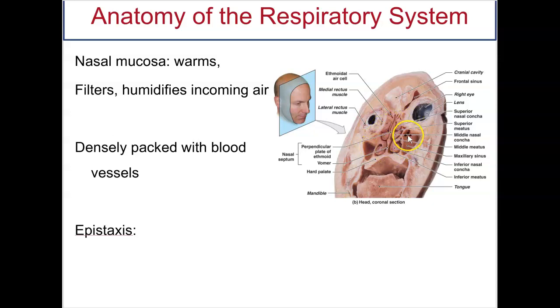But because there's so many blood vessels here, if you were to have any kind of trauma or got punched in the face or hit yourself in the face with something, you can get what's called epistaxis. And this is a nosebleed. And if you've ever seen one, the nose can actually bleed quite a bit. It's very vascular because that blood is bringing heat to help warm up the air.